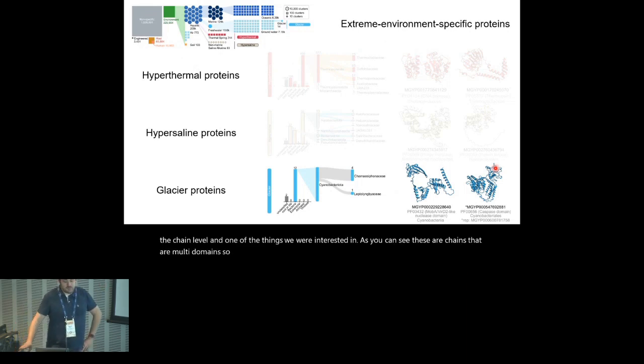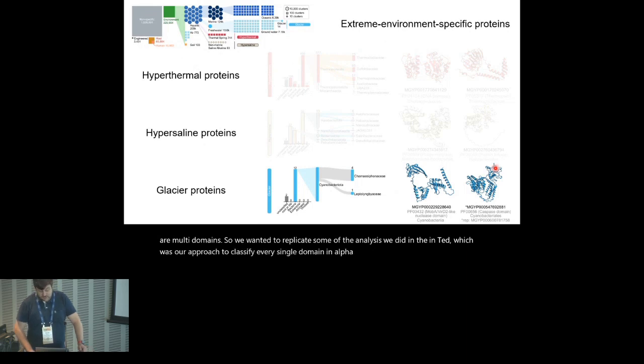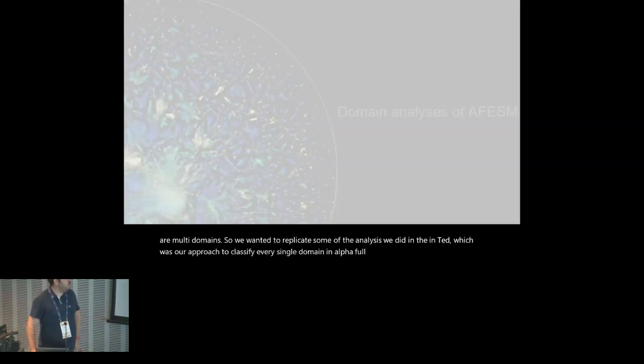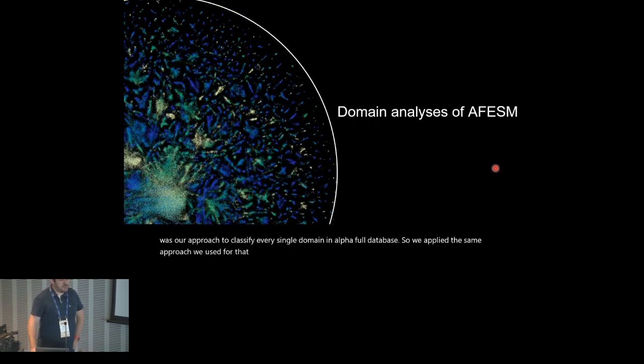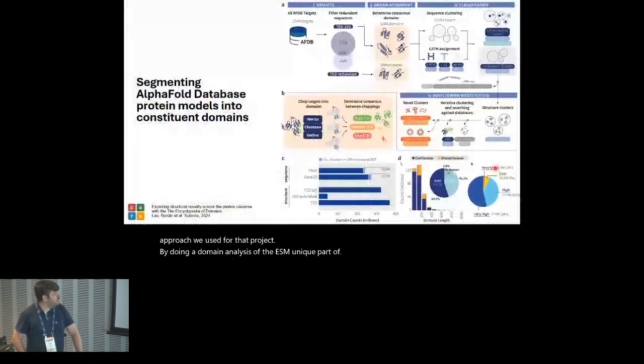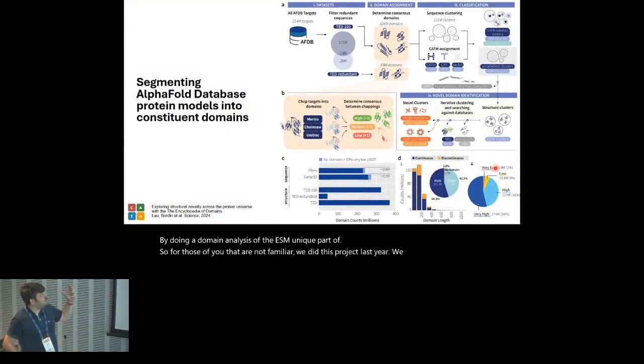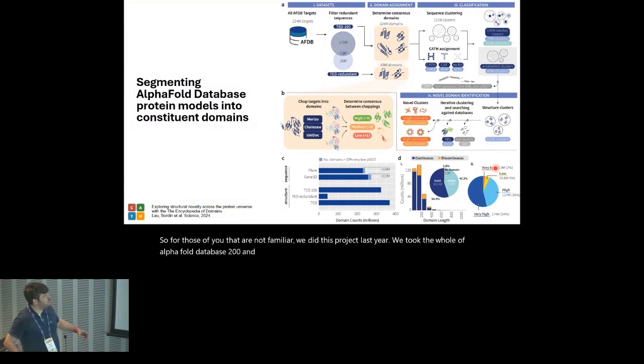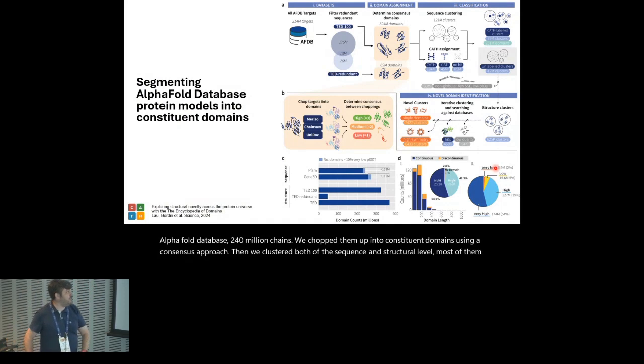So we wanted to replicate some of the analysis we did in TED, which was our approach to classify every single domain in the AlphaFold database. So we applied the same approach we used for that project by doing a domain analysis of the ESM-unique part of AF-ESM. For those of you that are not familiar, we did this project last year. We took the whole of the AlphaFold database, 240 million chains. We chopped them up into constituent domains using a consensus approach. Then we clustered both at the sequence and structure level. Most of them mapped to CATH and PDB-associated structures.